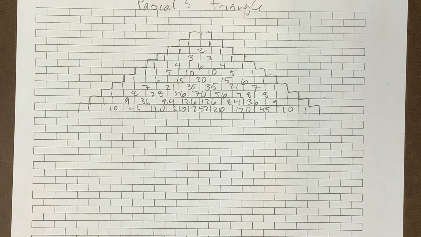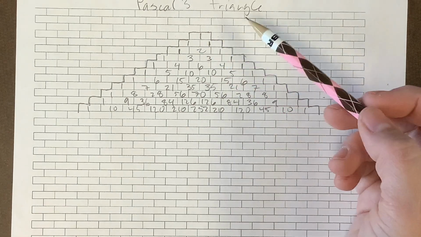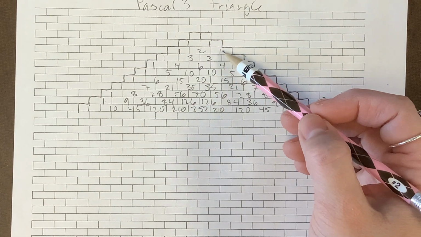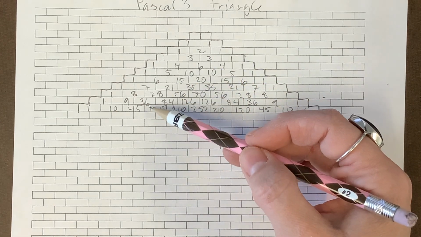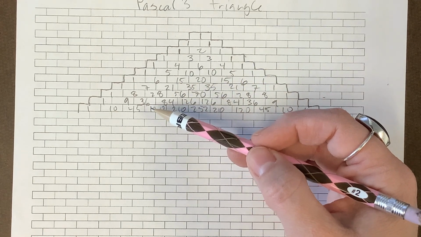Okay, so then if we keep going on the diagonals, so we got the ones, we got the counting numbers, the next row, 1, 3, 6, 10, 15, 21, and so on, those are actually called the triangular numbers.